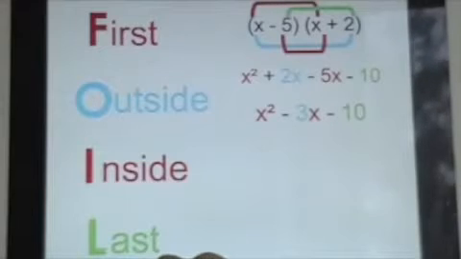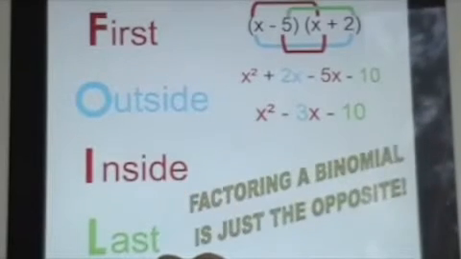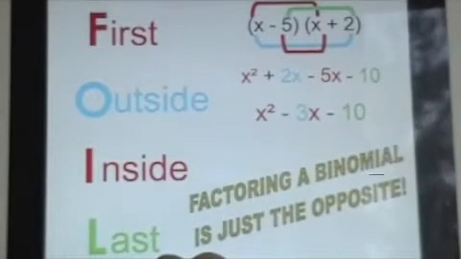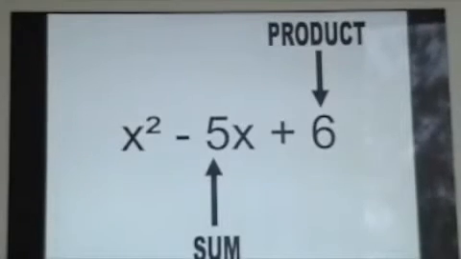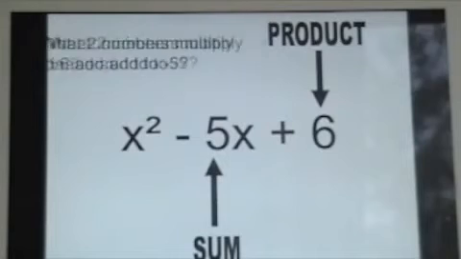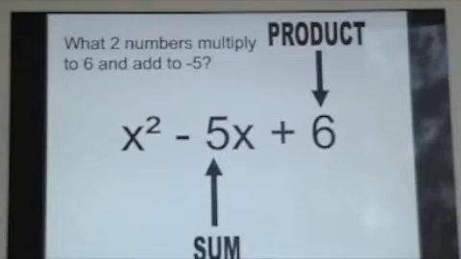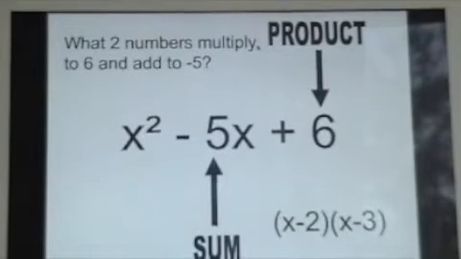Factoring a binomial is just the opposite. In this problem, -5 is the sum and +6 is the product. Now what two numbers multiply to 6 and add to -5? -2 and -3. Therefore the answer is x minus 2, x minus 3. Do you feel comfortable with this method now? Yeah.